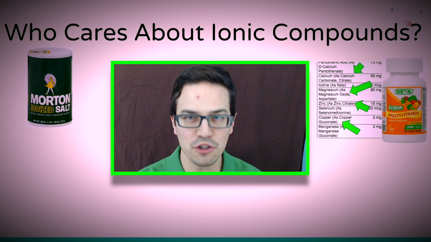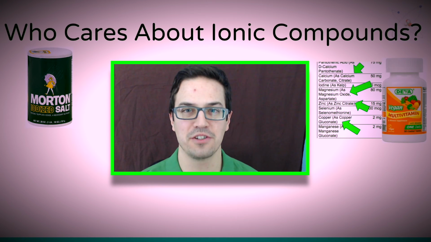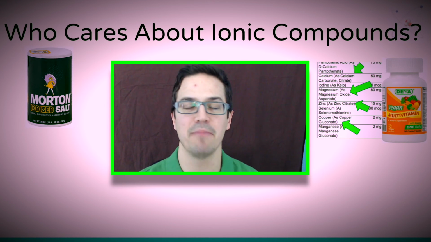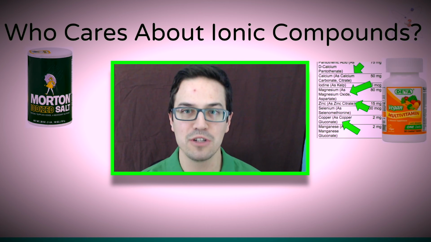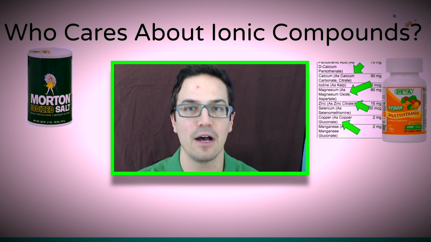Furthermore, the essential minerals that are in vitamins are not actually in metallic form. For example, you need such things as copper and iron and manganese and magnesium and that sort of thing for your body. Those metals don't actually come in pure metallic form. They come in the form of ionic compounds.